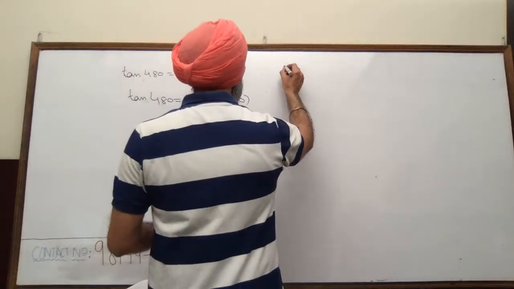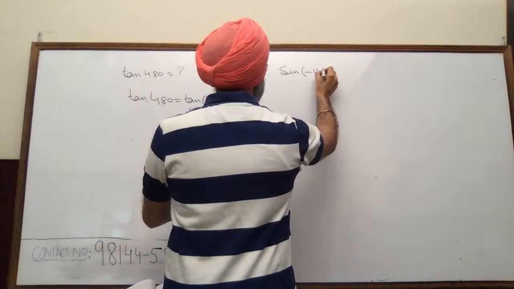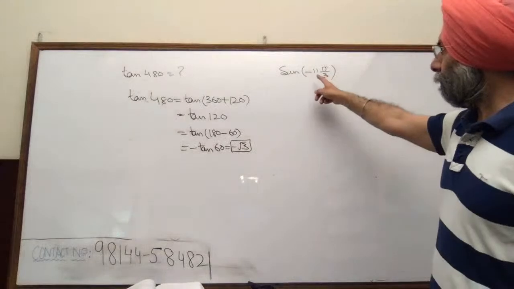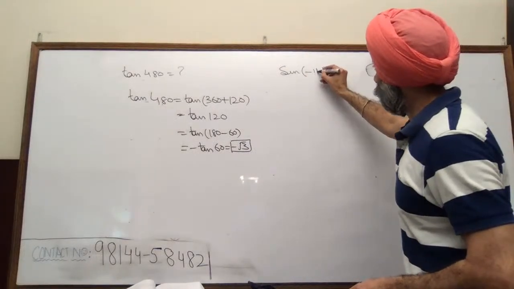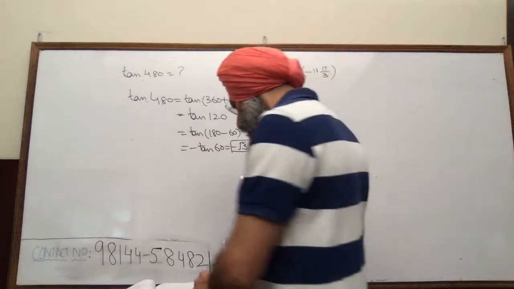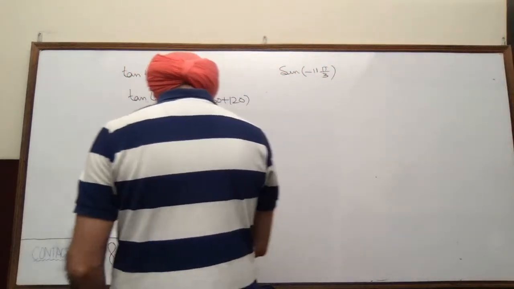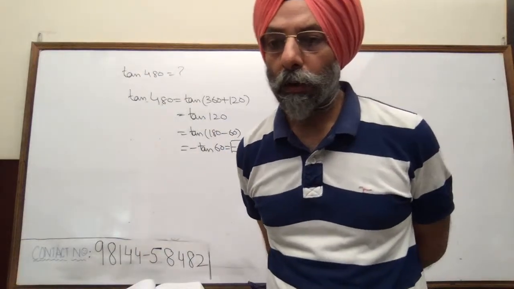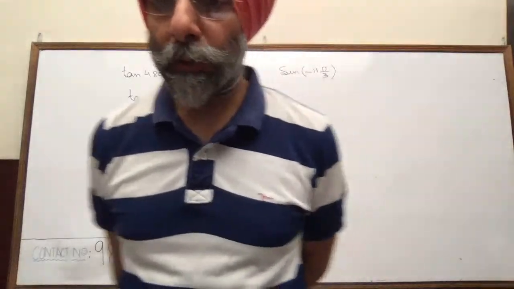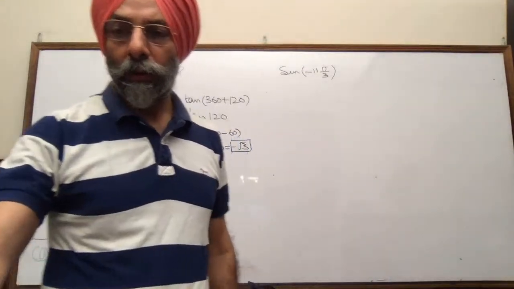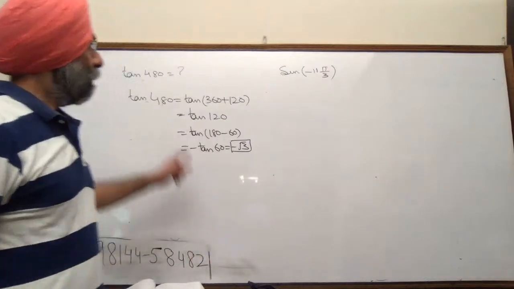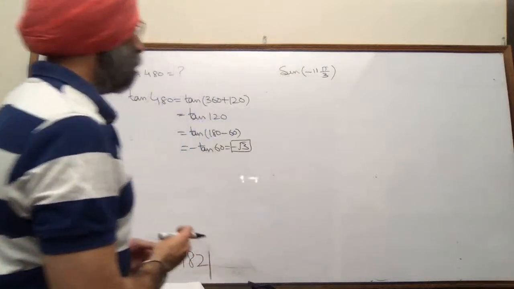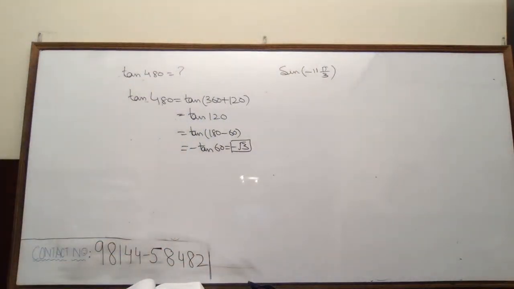So next is, beta, sine of minus 11 pi by 3. Find out the value of sine of minus 11 pi by 3. Find it. Okay, Hartish. Okay, beta, that's very good. So all of you find the value of sine of minus 11 pi by 3.